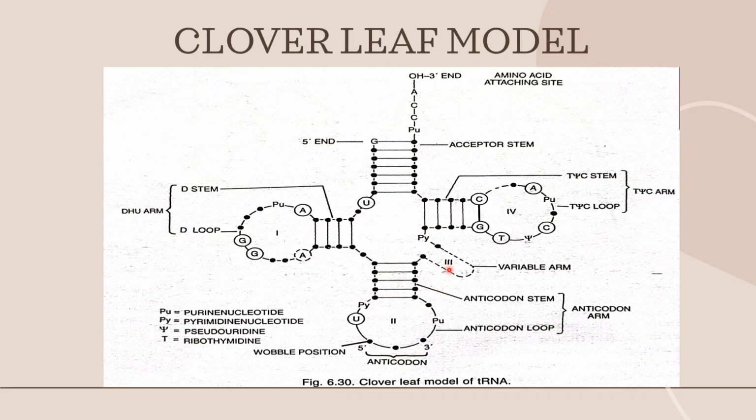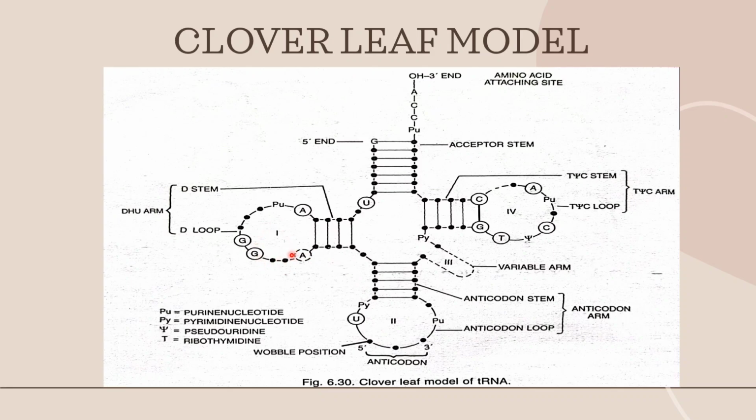Now talking about the anticodon loop, it has 7 bases: 1, 2, 3, 4, 5, 6, 7. Out of these 7 bases, 3 bases form the anticodon, which recognizes and attaches to the codon of mRNA.